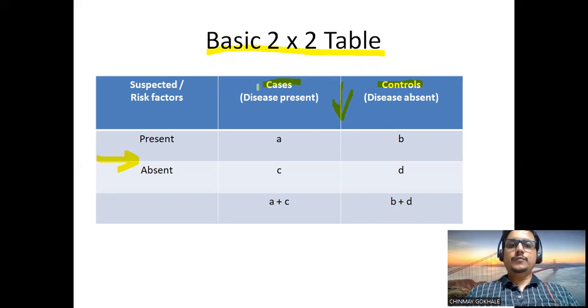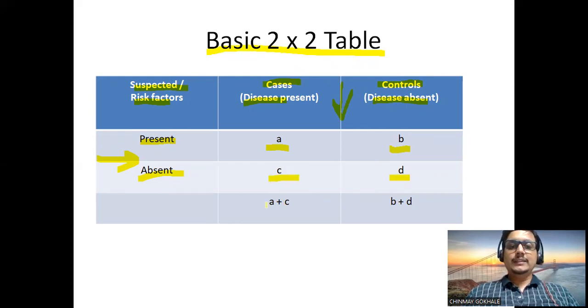So in columns, we have cases and controls. Cases are those which have the disease. Controls are those where obviously the disease is absent. And in rows, we have the suspected factor or the risk factor, many times referred to as exposure. The row headings are exposure present and exposure absent. Invariably, the first cell is labeled as A. The second cell, the top row right cell, is labeled as B. The third cell is labeled as C, and the bottom row right cell is labeled as D.